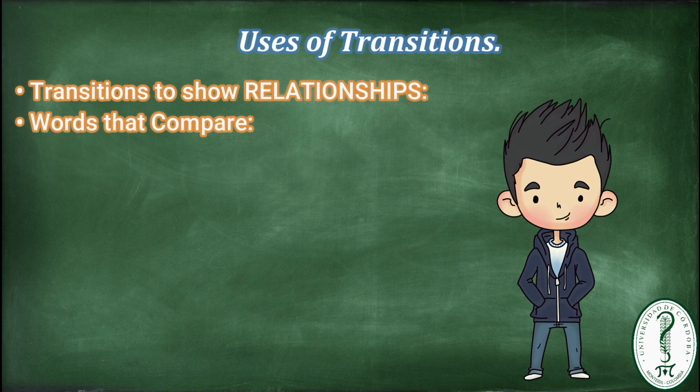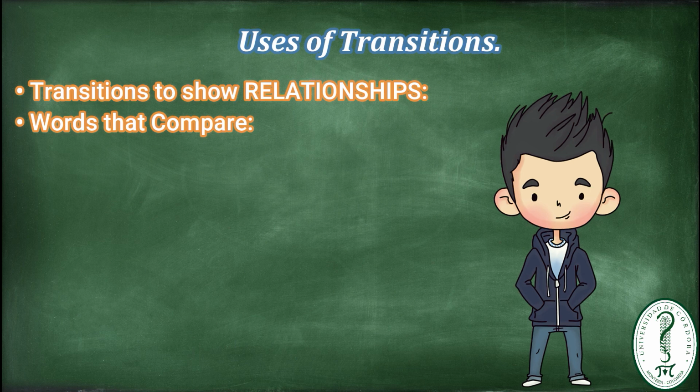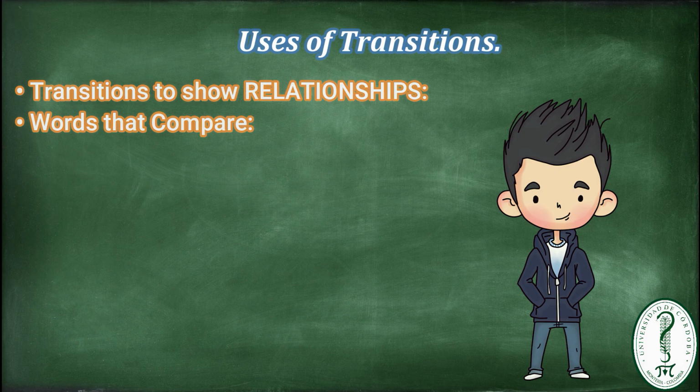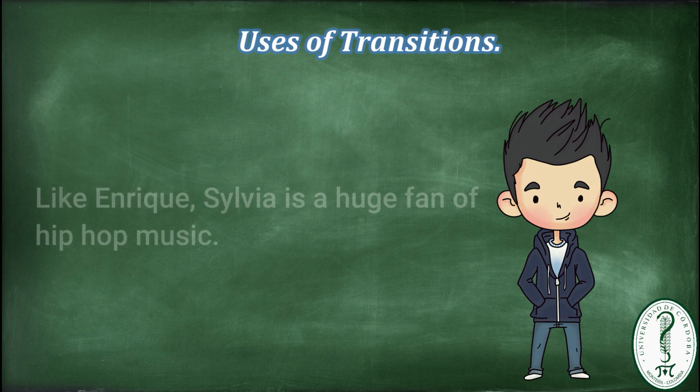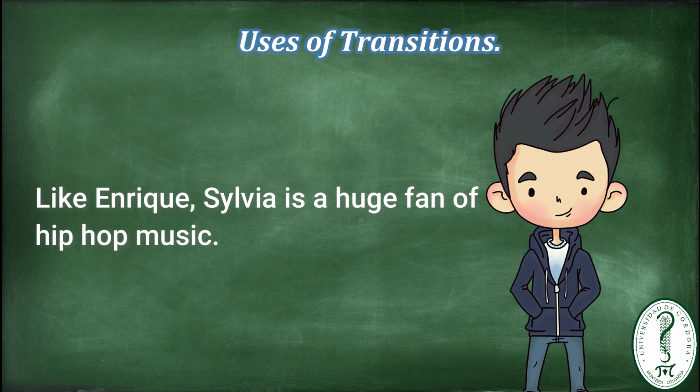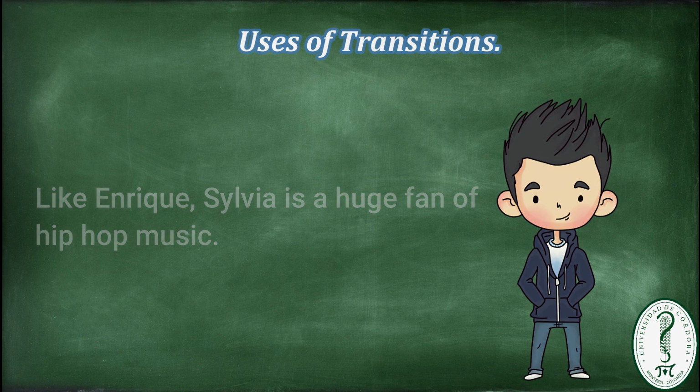Transitions to show relationships. This is another type of transition. The first one is words that compare. This is used to show how things are alike. There are some connectors, some words that you can use for it. And there is an example. You can see the example. The example says, like Enrique, Silvia is a huge fan of hip-hop music. You can see that it's a comparison they are using to compare something.